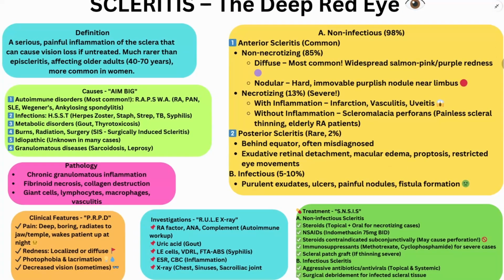So what is the definition of scleritis? Scleritis, the name itself is saying it is inflammation of the sclera. Which type of inflammation? S for serious and P for painful. Serious painful inflammation of the sclera that can cause loss of vision if untreated. So it is much rarer than episcleritis.